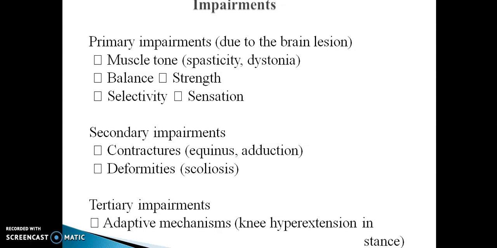In tertiary impairments, adaptive mechanisms. Because of the secondary impairment, some adaptive mechanisms will happen, and those adaptive mechanisms will again lead to more deformity and dysfunction, such as knee hyperextension in stance, or in the case of contractures, the gripping activity, everything will change. So abnormal compensatory function will happen.